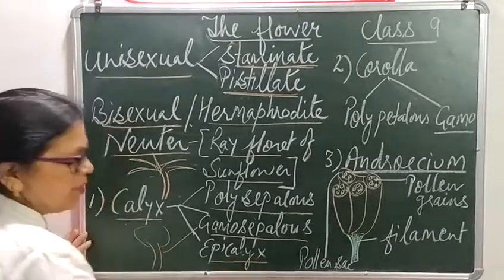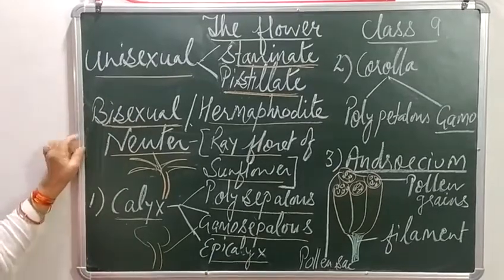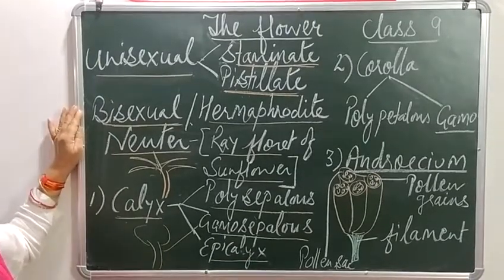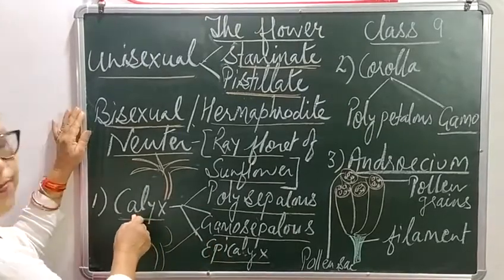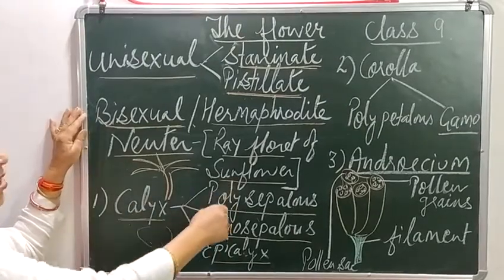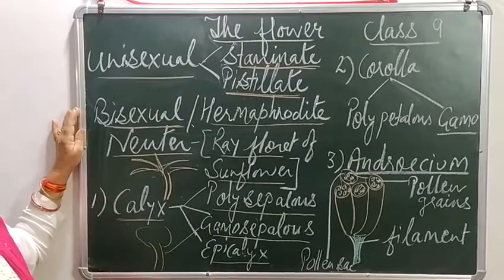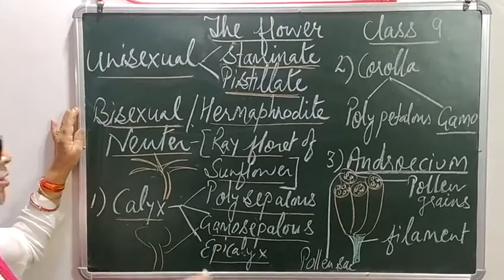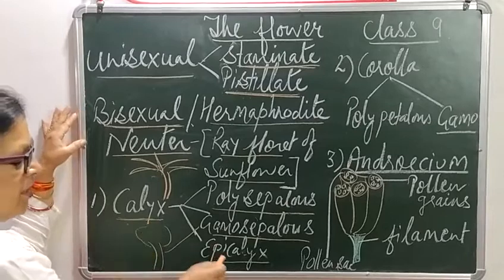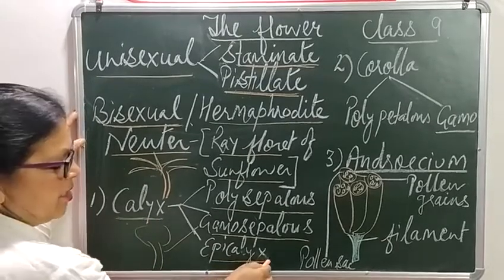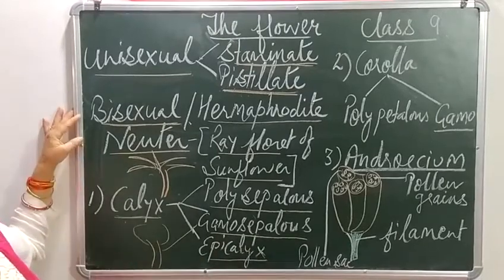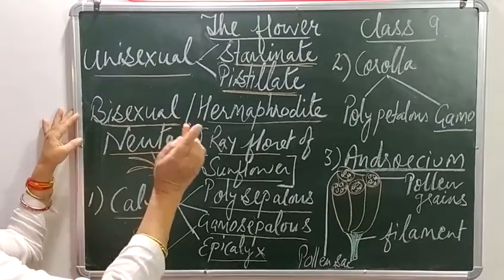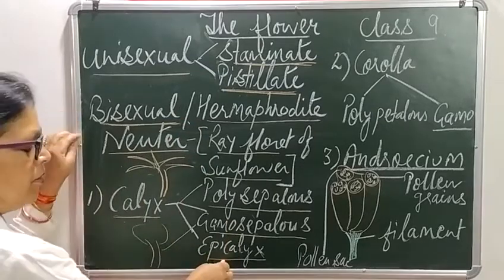Third term is epicalyx. Epicalyx means in some flowers only, not in all, besides calyx, that means besides the sepals, there is one more whorl. That means they have two whorls for calyx. And this is called epicalyx. Epicalyx means second whorl of sepals. One whorl and then second whorl, second ring of sepals.